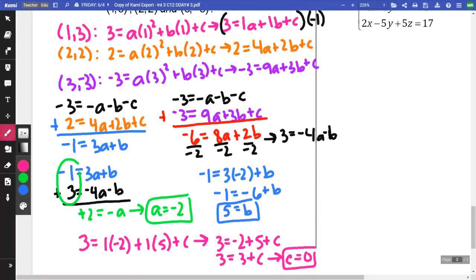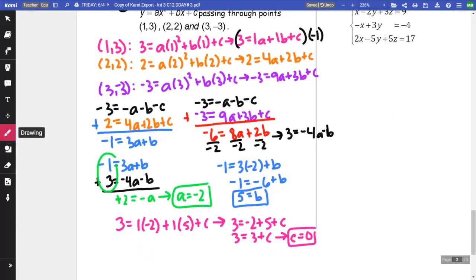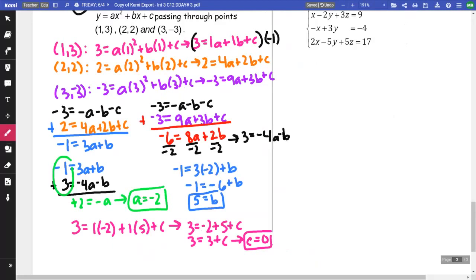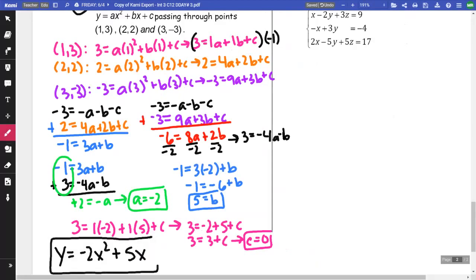So my equation is going to be, because that's what we're trying to find, an equation of a parabola. My equation is going to be y equals -2x squared plus 5x plus 0, but I don't need the plus 0. That's your equation.